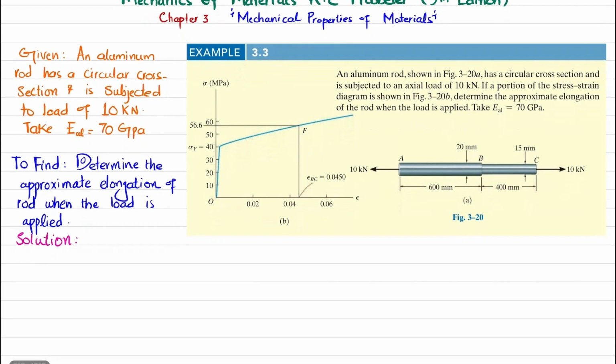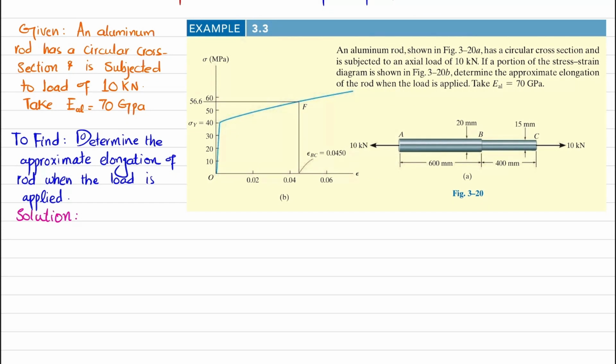First, for analysis, we will neglect the localized deformation at the point of load, as well as the sudden change in the cross-sectional area at this point, because at this point we will have stress concentration. So we will neglect them and we will find the stresses in both portions AB and BC. Let's start with finding the load in portions AB and BC. So I will cut the portion AB.